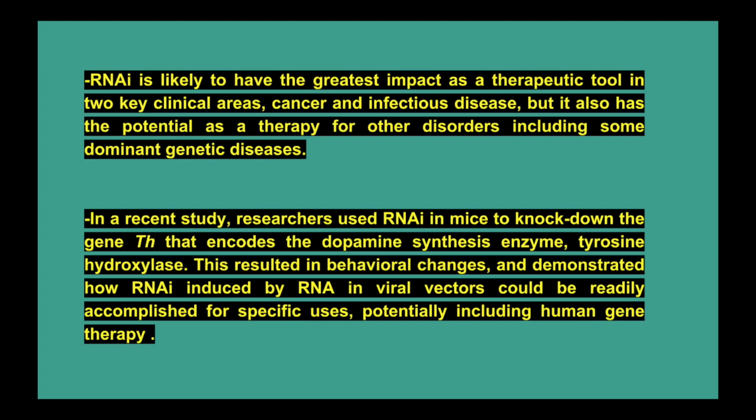In a recent study using mice, researchers used RNAi to knock down the gene TH, which encodes the dopamine synthesis enzyme tyrosine hydroxylase, which is important for normal functioning of the nervous system. By knocking this gene down, it resulted in behavioral changes and demonstrated how RNAi induced by RNA in viral vectors could be readily accomplished for specific uses, potentially including human gene therapy.